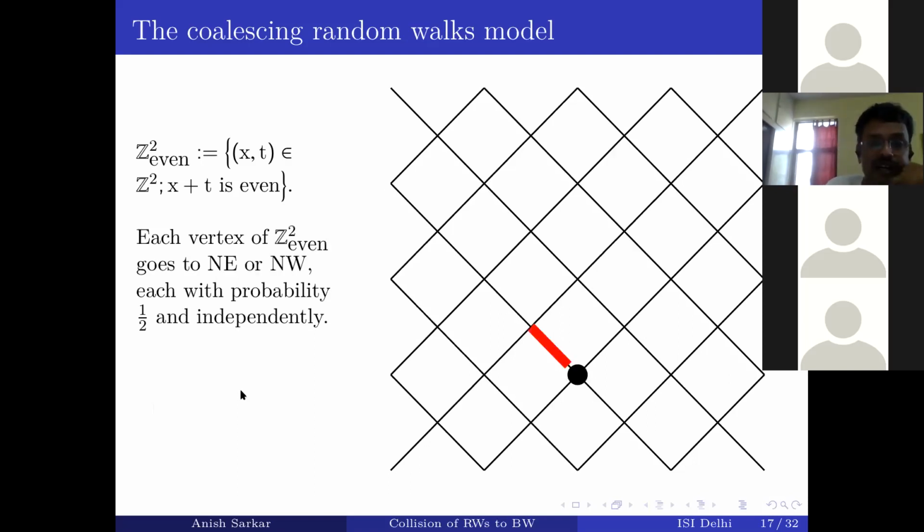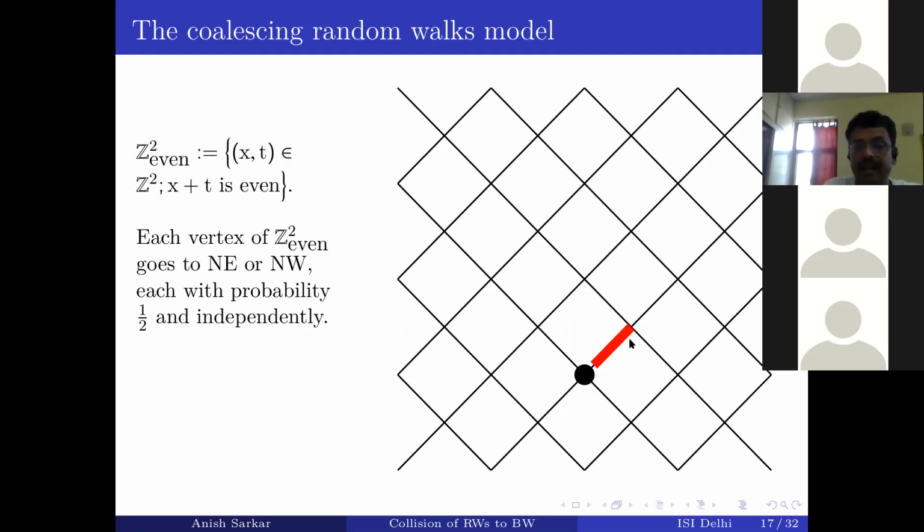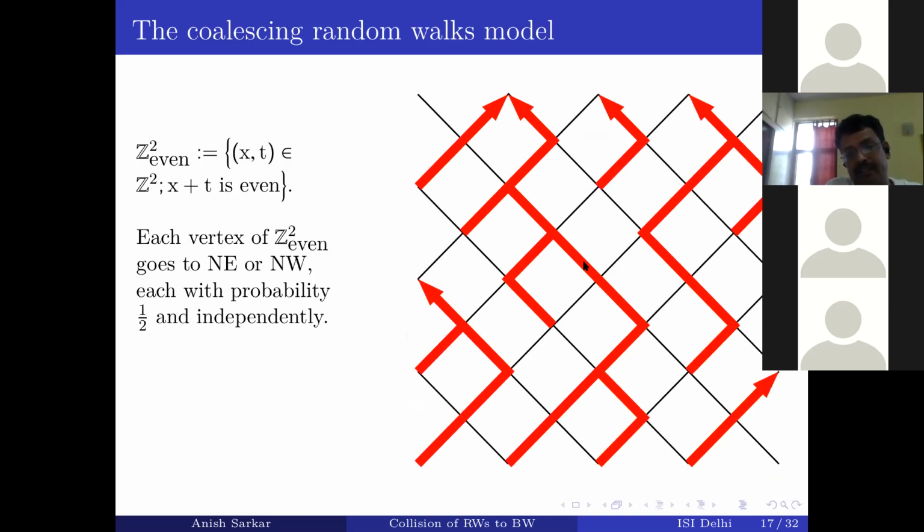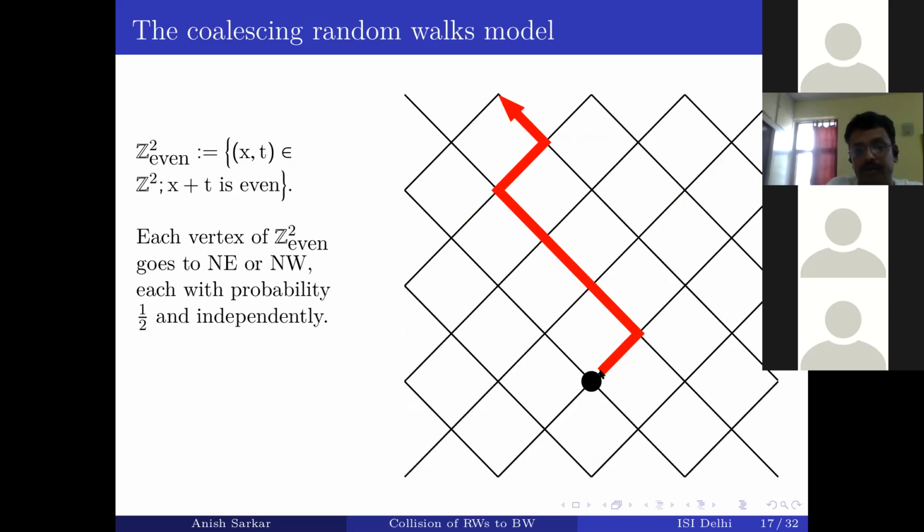So for each vertex, you will go to either the northeast direction or the northwest direction with probability half. And then keep on doing the same thing from there. So here I am taking the time going up in this direction. If from here I have gone to the north, gone to the right, then to the left.